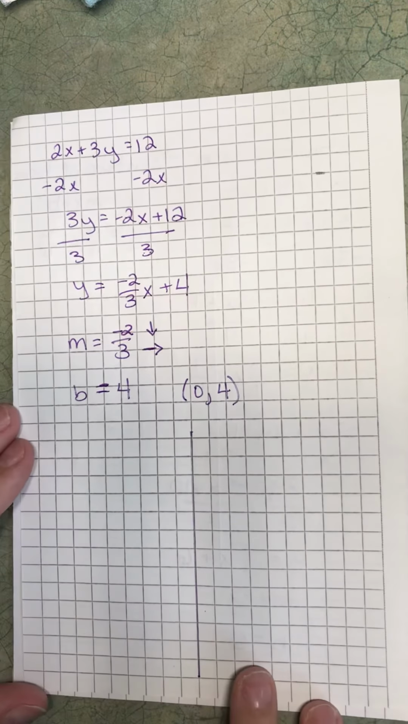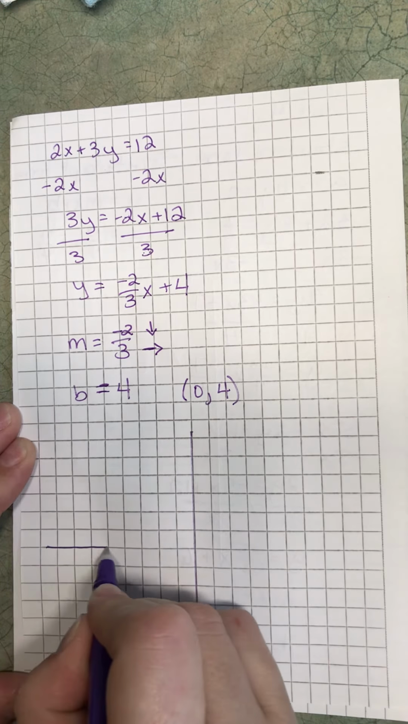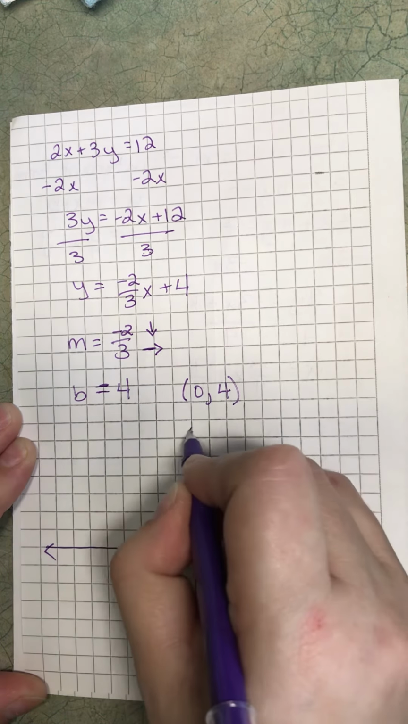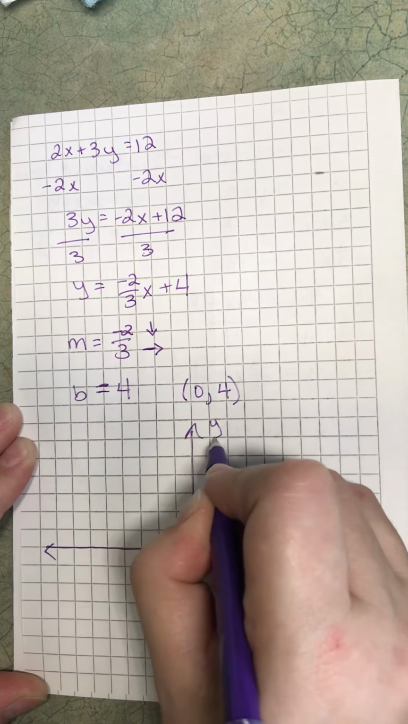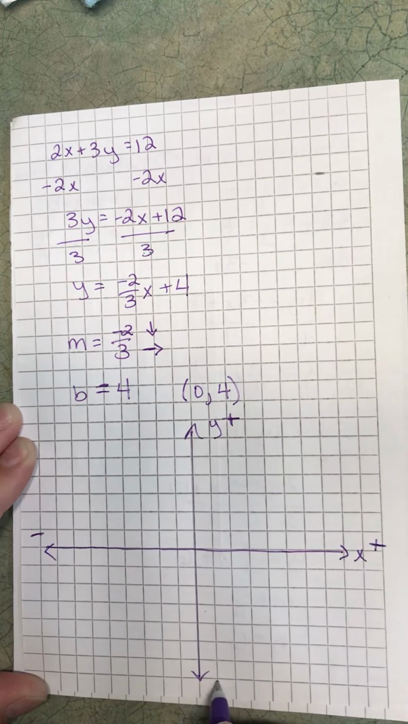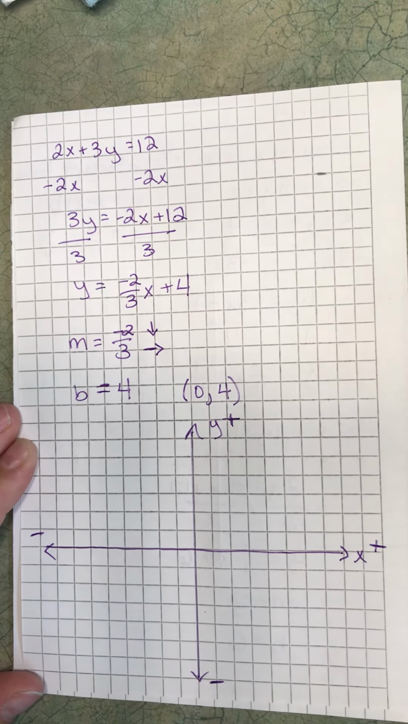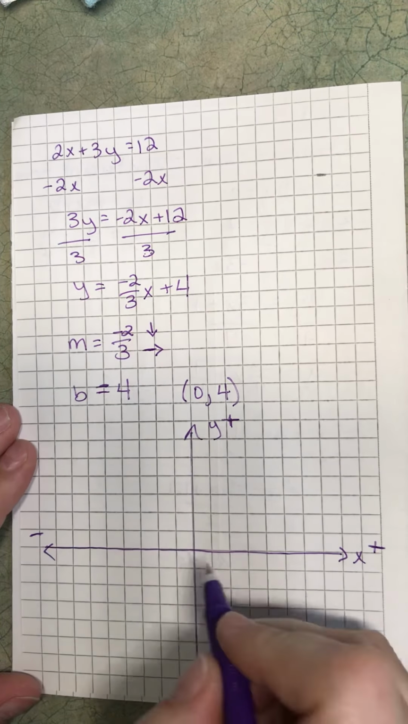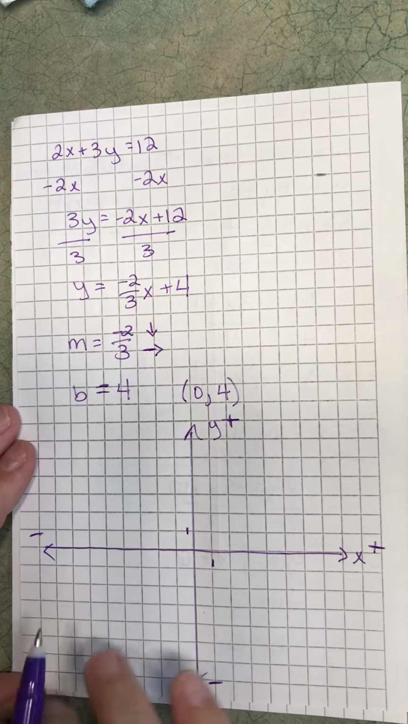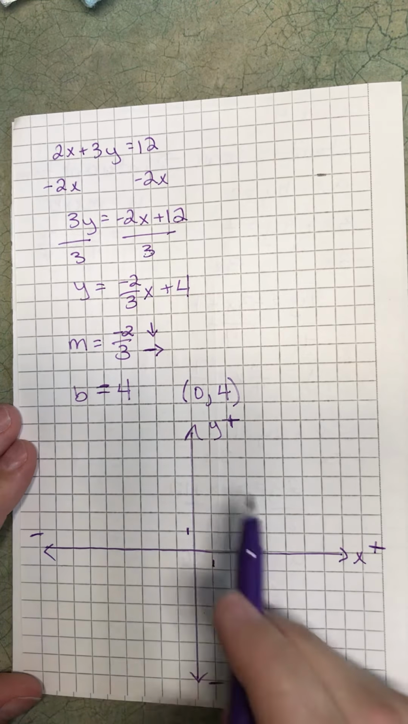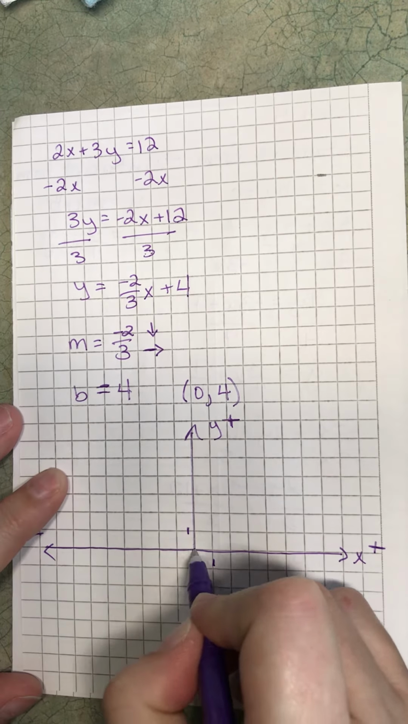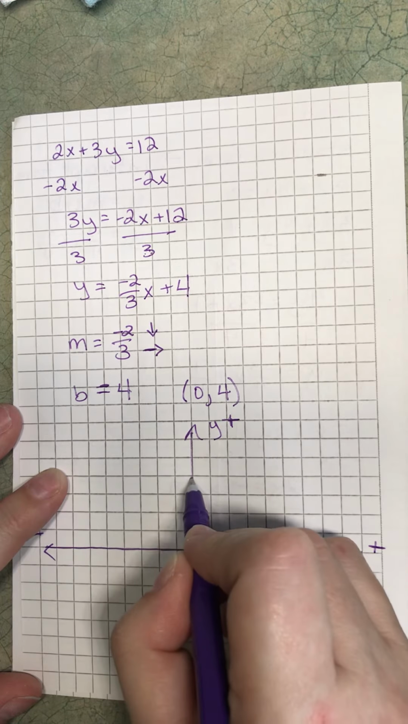Oops, sorry about that. Okay. X, y, positive, negative, positive, negative. And I'm just scaling everything by 1. I probably should be marking that. I haven't been, but I'm just using 1 as my scale. Okay, so I'm going to start with my y-intercept at 0, 4. So 0, 1, 2, 3, 4.